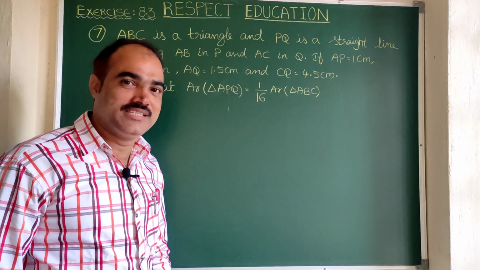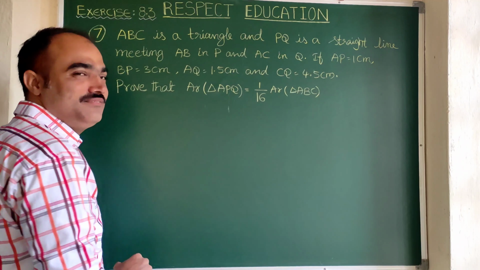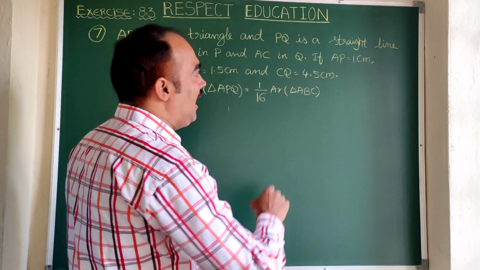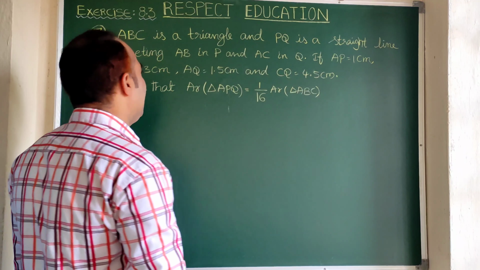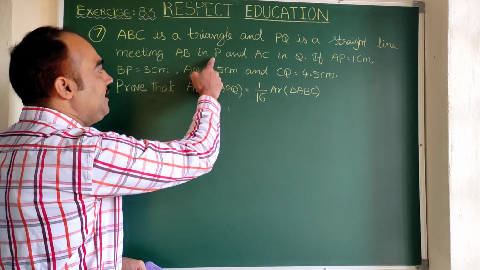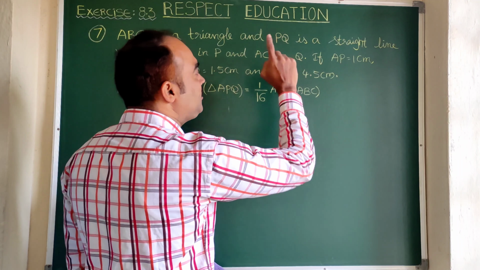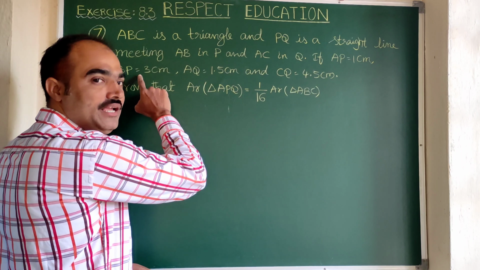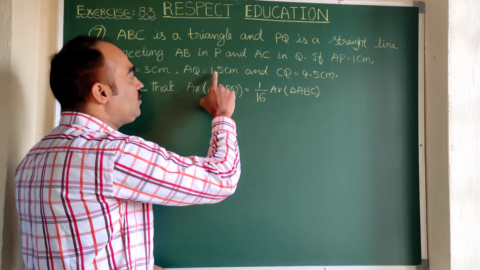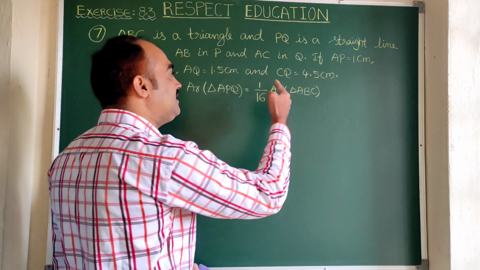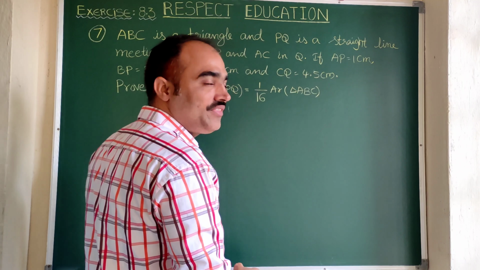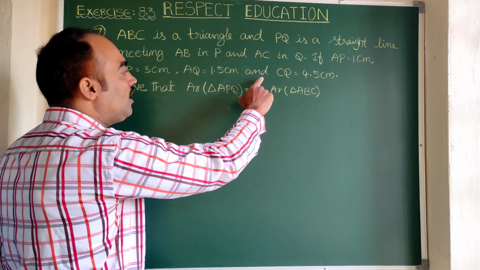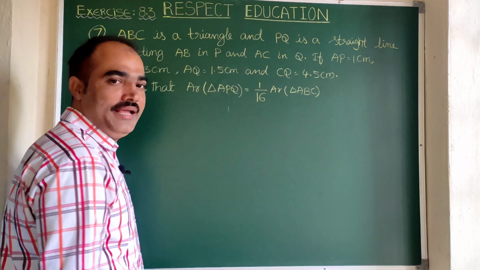Now let us see the next question, that is question number 7. ABC is a triangle and PQ is a straight line meeting AB in P and AC in Q. If AP equal to 1 centimeter, BP equal to 3 centimeter, AQ equal to 1.5 centimeter and CQ equal to 4.5 centimeter, then prove that area of triangle APQ is equal to 1 by 16 times area of triangle ABC.